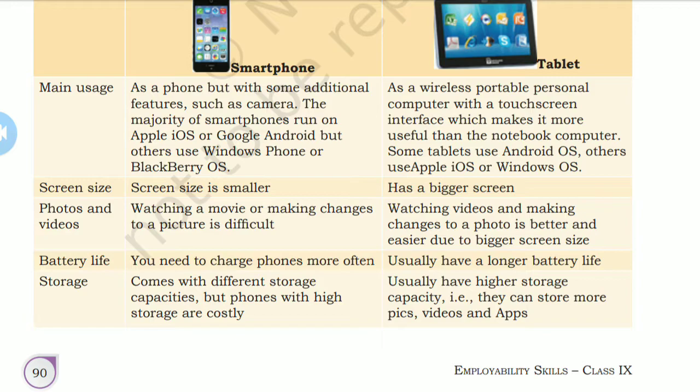Screen size of a smartphone is smaller, a tablet is bigger. Viewing photos and videos, watching a movie, or making changes to a picture is difficult on a smartphone, but in case of a tablet it is very much better because of the bigger size of the screen.